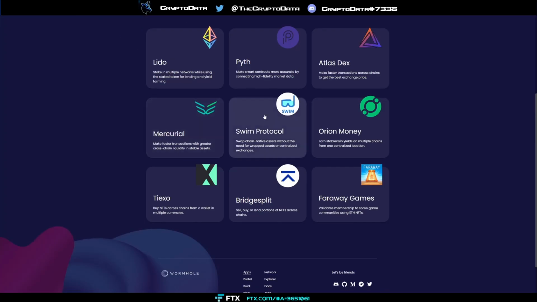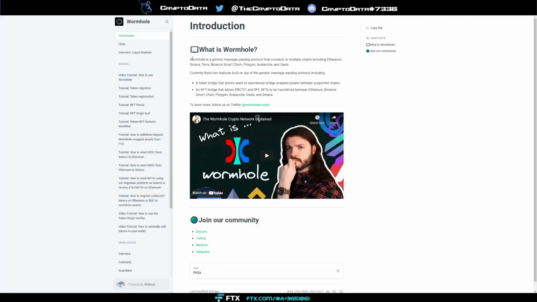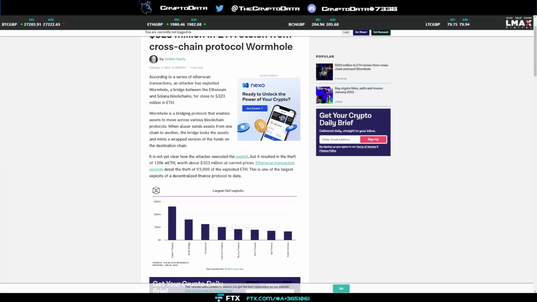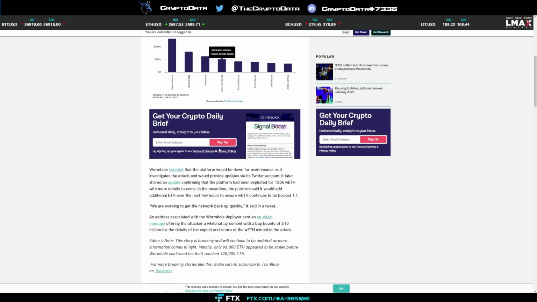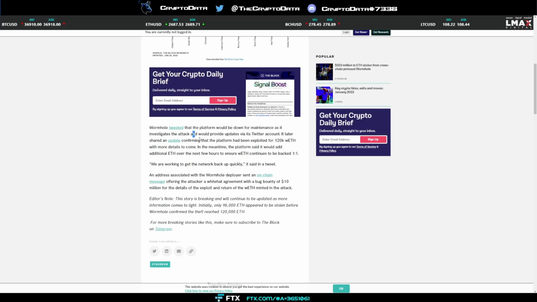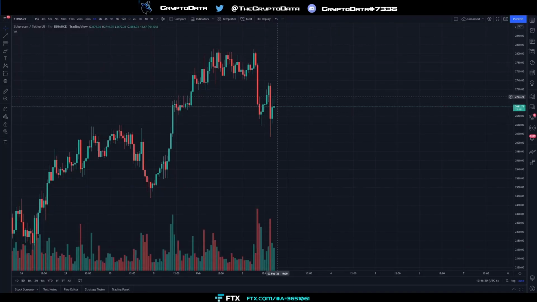But basically that's what Wormhole is. You go to their website, you can see all the different platforms you can use, and there's an introduction on exactly what the specifics of Wormhole are. But it says it's not clear yet how the attacker executed the exploit, but it resulted in the theft of 120,000 ETH. Now, Etherscan transaction records detail the theft of 93,000 of the exploited Ethereum. This is one of the largest exploits in decentralized finance, DeFi, to date. And again, Wormhole stated that they'd be buying ETH to back the wrapped ETH one-to-one, which is good. That created a nice little bounce in Ethereum when they announced that, right? So that was good for the network as well.